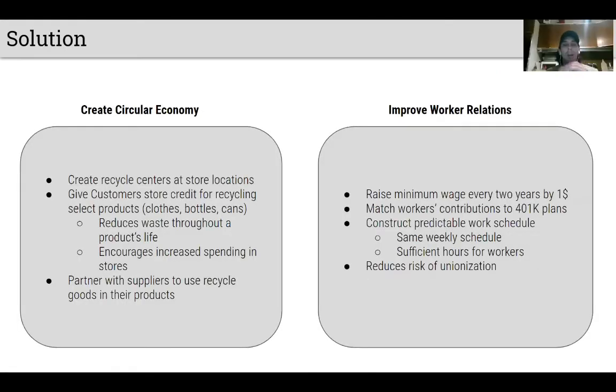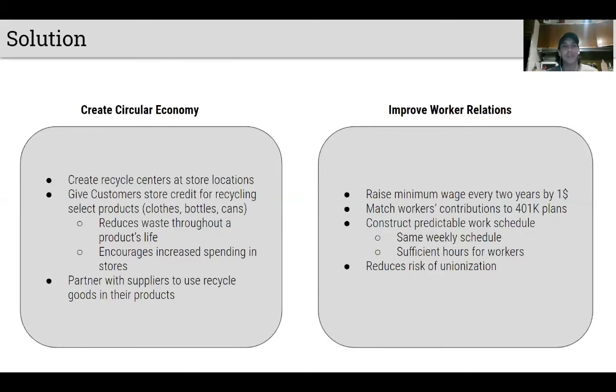solutions. We have decided on some solutions we propose to Walmart. On the first part, creating a circular economy, we want to take our sustainability aspects and extend our goals of reducing waste throughout a product's life. As we have sought to reduce waste through packaging and increase our sustainability in other aspects of our supply chain, we believe that we can do more by helping reduce waste even after a product leaves our stores.